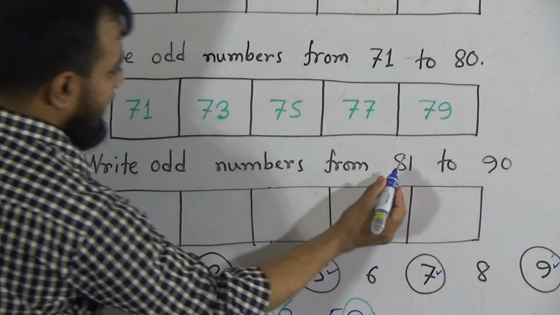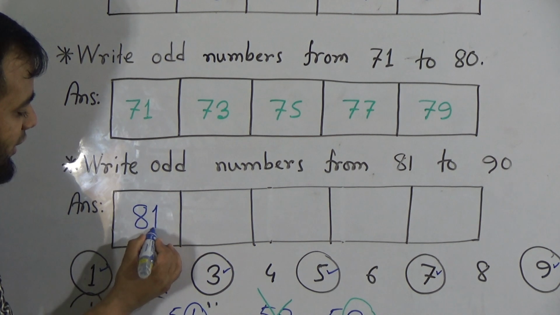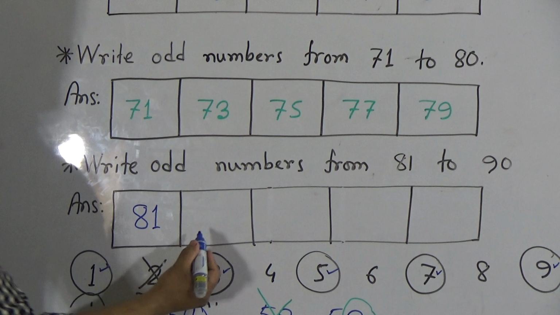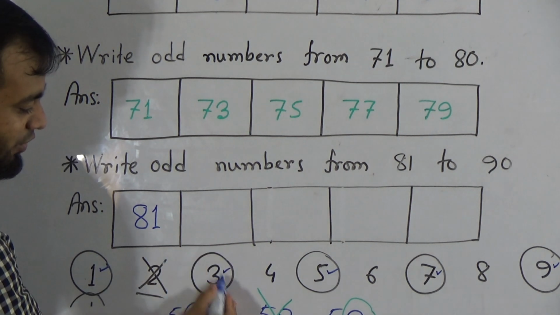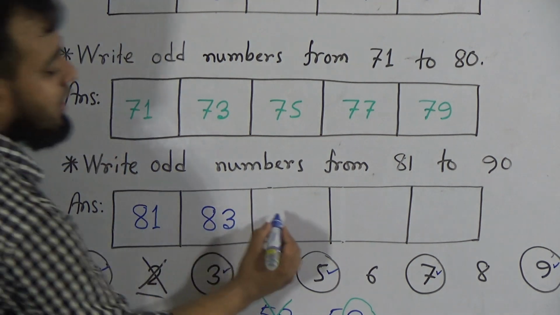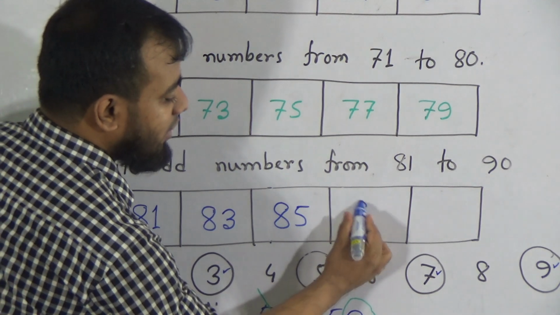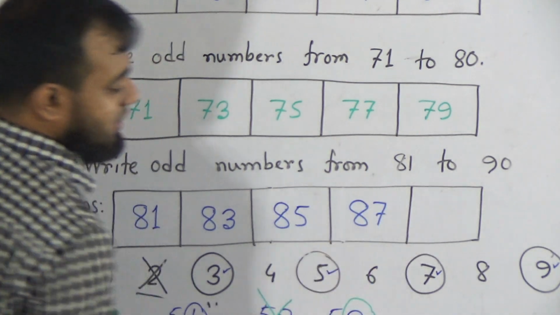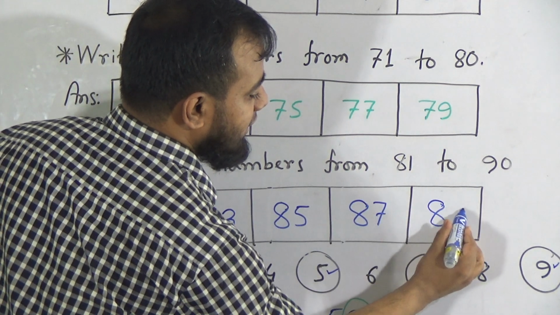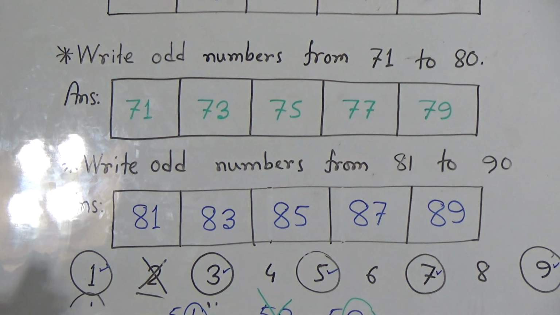81 is the first number and 81 will be an odd number because 1 can't make the pair, and we know that 1 in the ones place is an odd number. Again the next number is 83, because 3 in the ones place will be an odd number. 83, our next odd number will be 85. Like this way, after 85 our next odd number will be 87, and our last odd number in between 81 to 90 will be 89. I hope, my dear students, you have understood how to solve the questions of odd numbers.